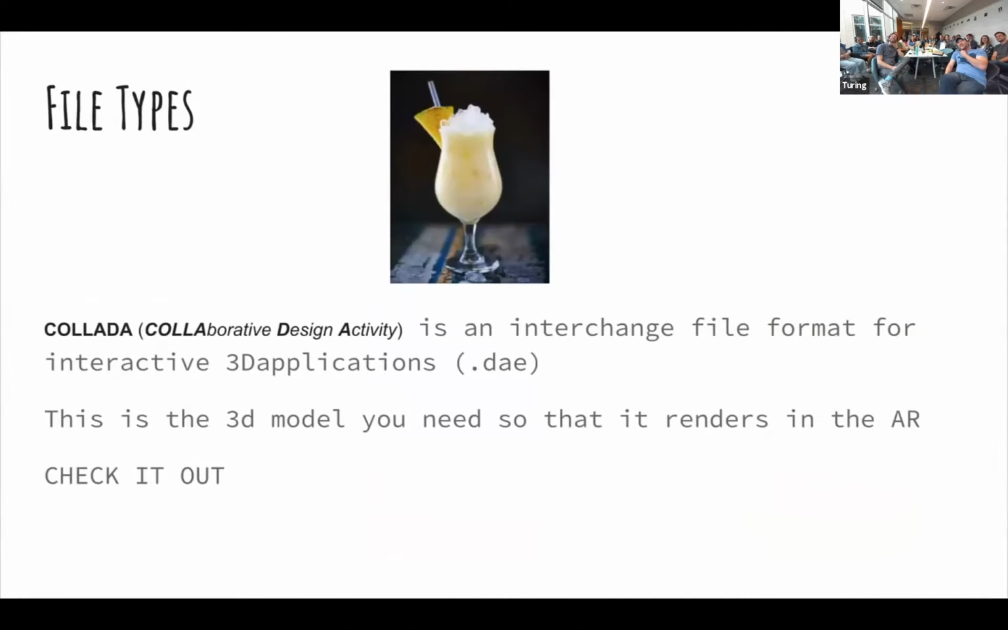File types. This is one of the more important things that we actually need for our project. We were looking for these 3D models called .dae. What this is, is a 3D file that you can then drop into your AR application. I really liked that it was called a Collada, a collaborative design activity. It sounded really, really pretty cool. So if you hear us refer to a .dae, it's a 3D file, also known as Collada.